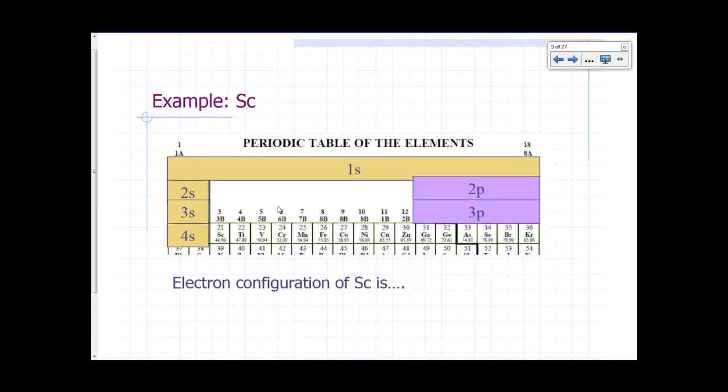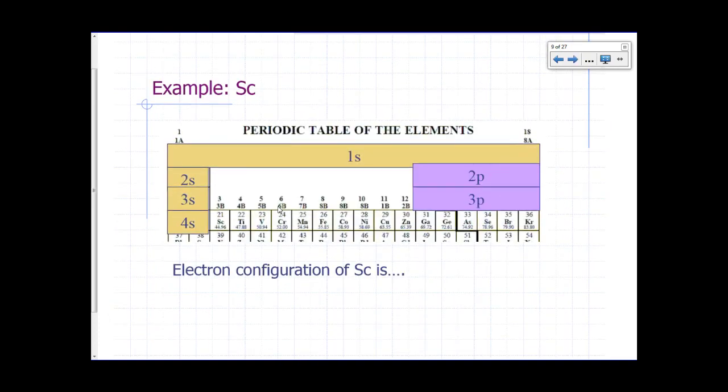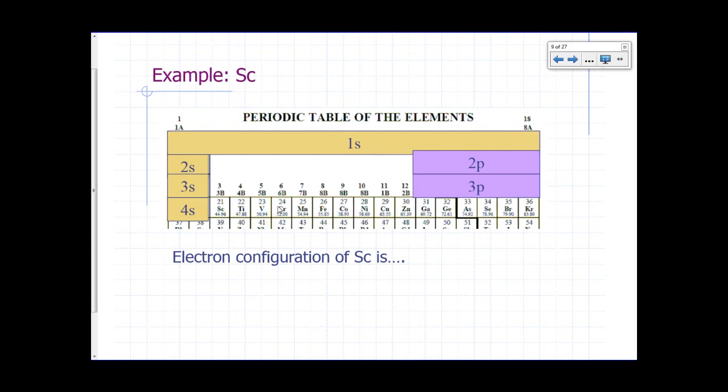So let's look at an example here. What's the electron configuration for scandium? The way you would do this is you'd say, okay, it's 1s2. The first 2 electrons will go in the lowest possible energy orbitals. That would be the 1s.